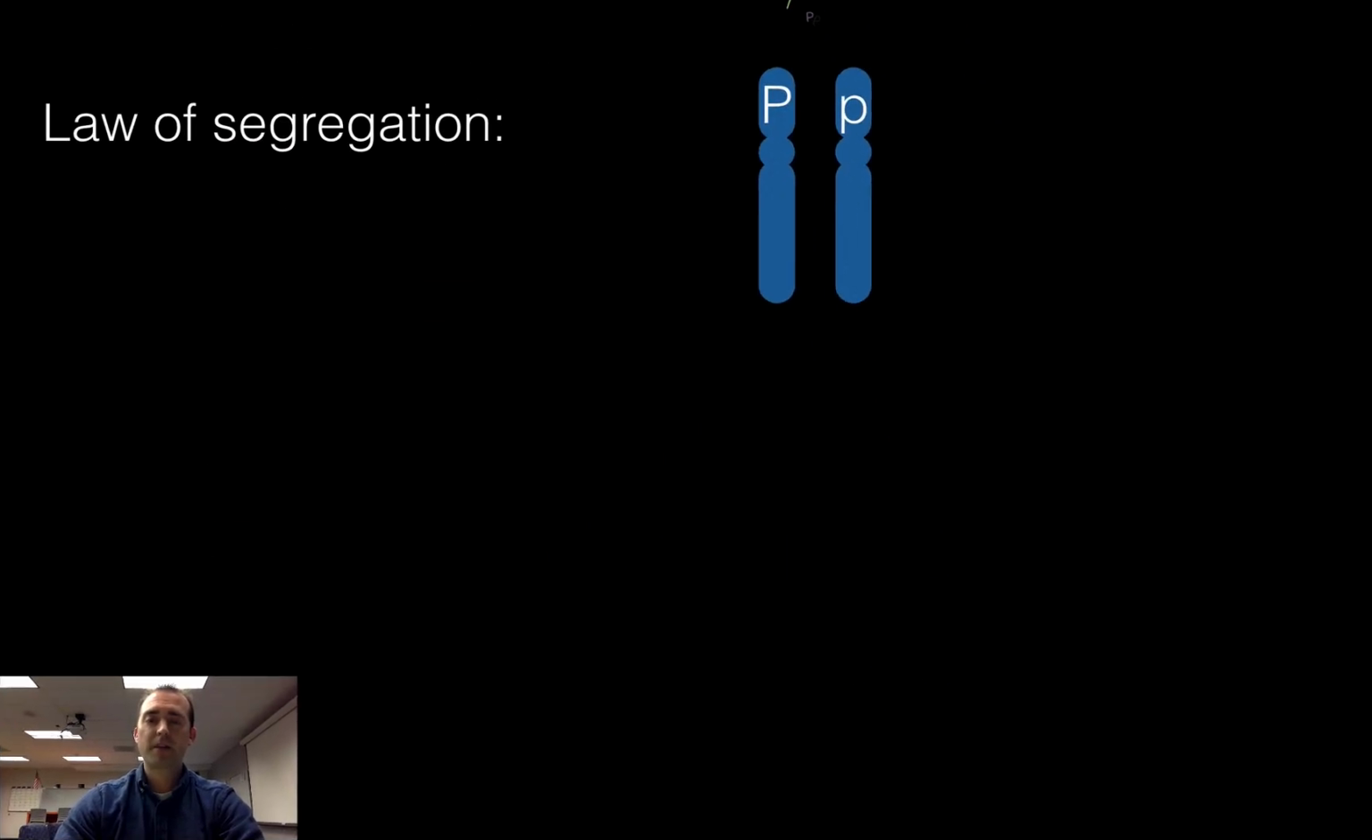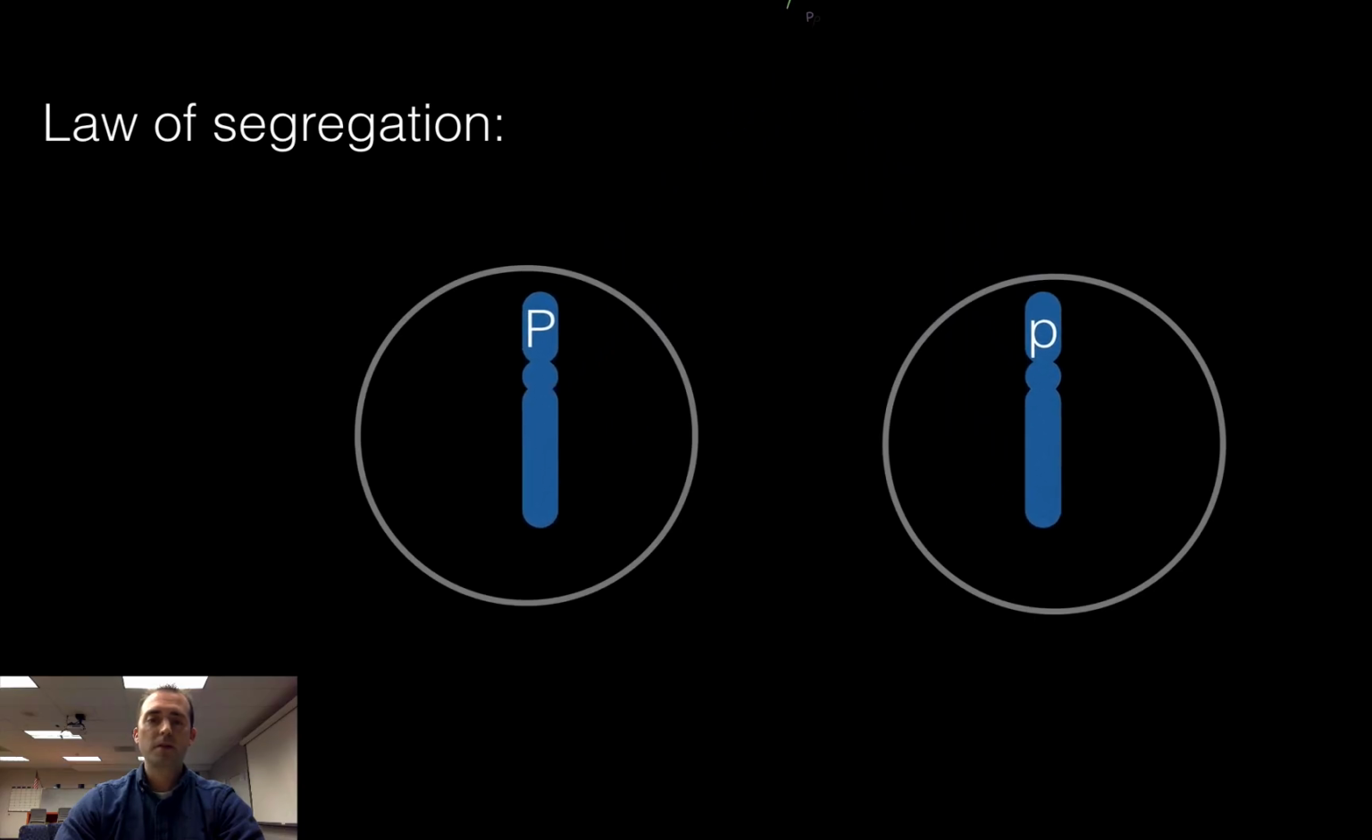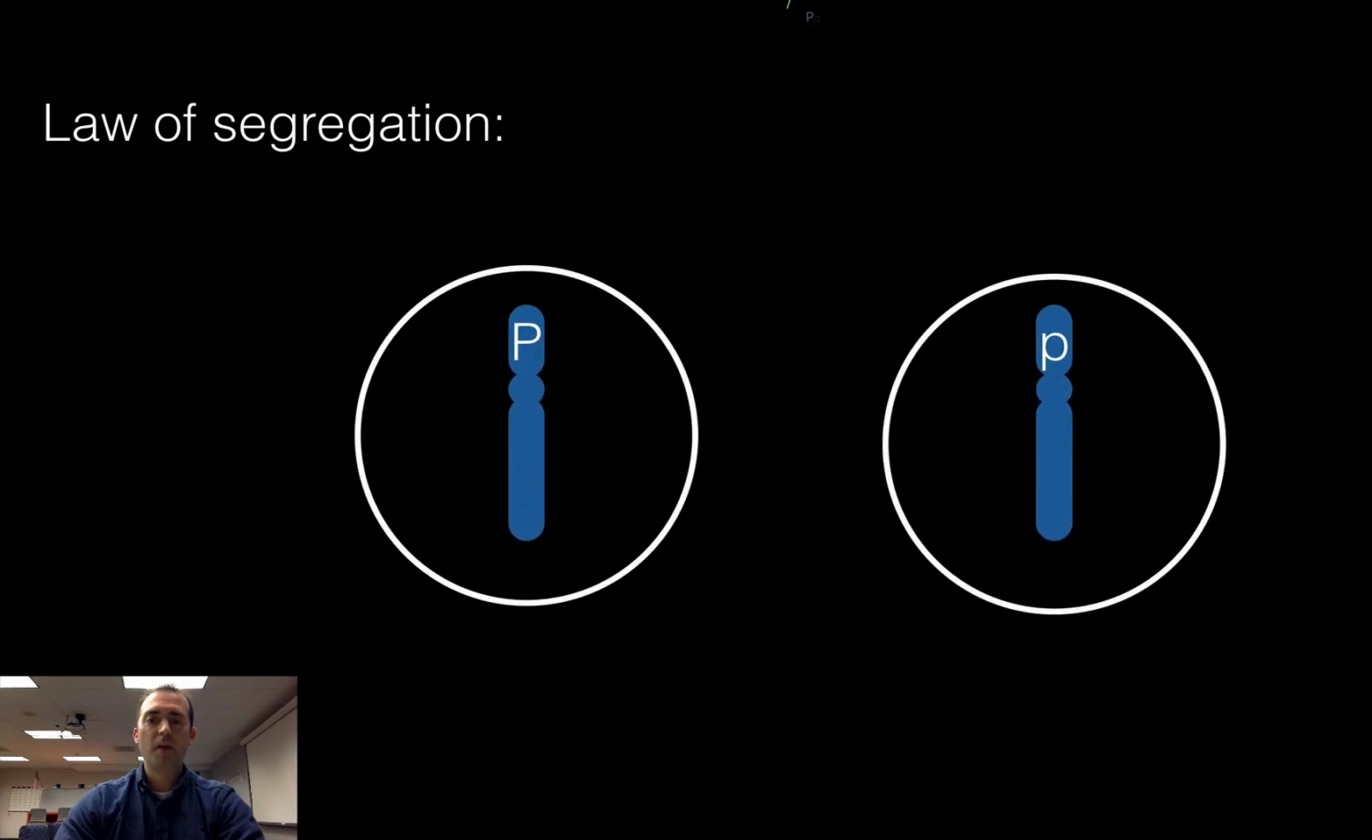And then we have the law of segregation, and this kind of goes back to our discussion on meiosis. What this law says is that the 2 alleles, or the 2 genes for that one trait, are separated during the production of gametes, so offspring only inherit one or the other, never both.